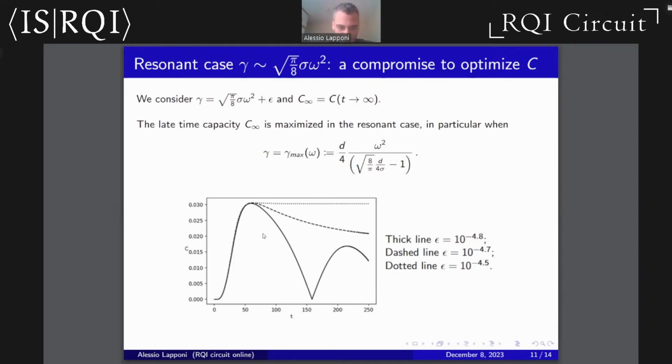In that case, we have plots similar to that for the capacities, and the best situation is recognized in the dotted line, where the capacity remains flat, let's say, after reaching a peak. This best case scenario is reached when the coupling is equal to this expression. Here, D is the distance between the detectors, omega is the energy gap of the detectors, and sigma is the effective size.